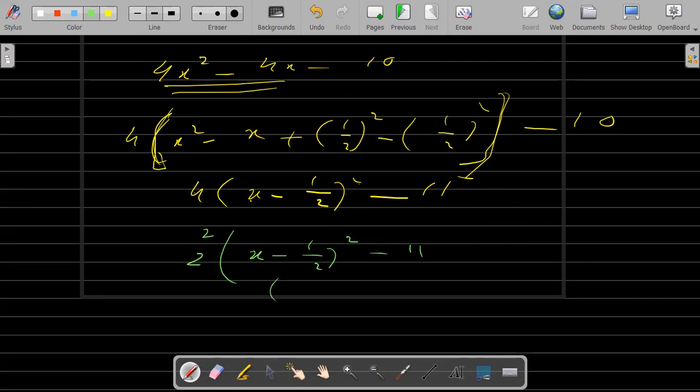Now 2 can be shifted inside. 2 times half is only 1. This is the answer. Yes, Abdullah, any doubt? Okay, good, Abdullah.